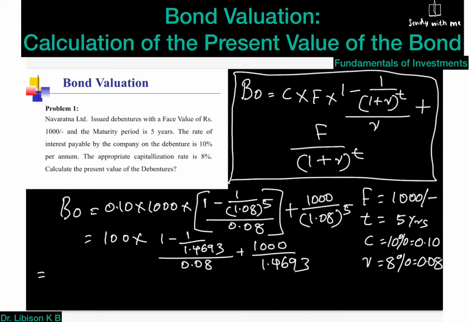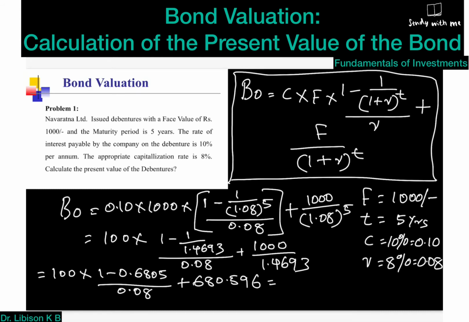Again, 100 multiplied by 1 minus 0.6805 divided by 0.08, plus 680.596, that is equal to 100 multiplied by 3.9925 plus 680.596.